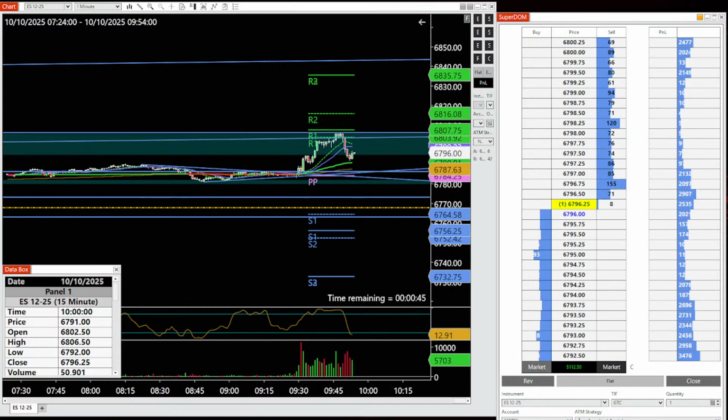I want to see a pullback, maybe some consolidation, but we got news at 10. So it's going to be moving a little bit. I want to see some consolidation. Let's see some consolidation.